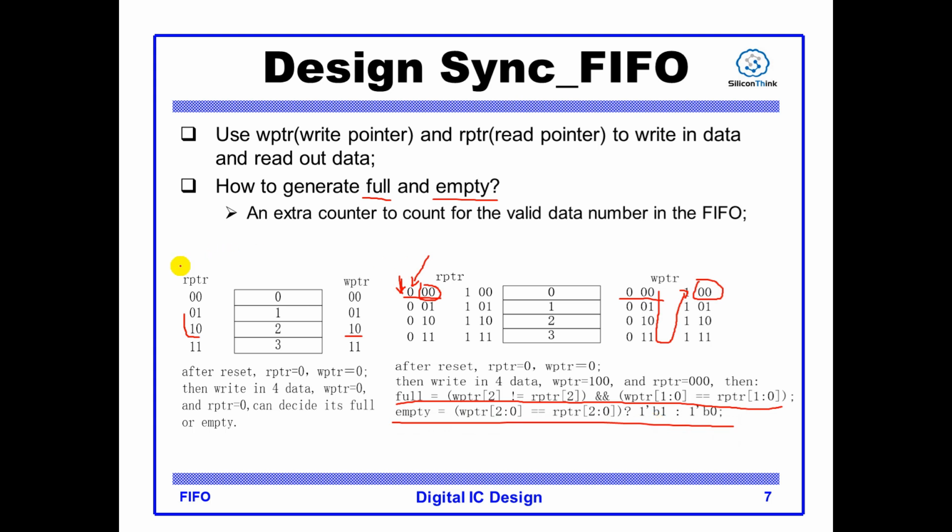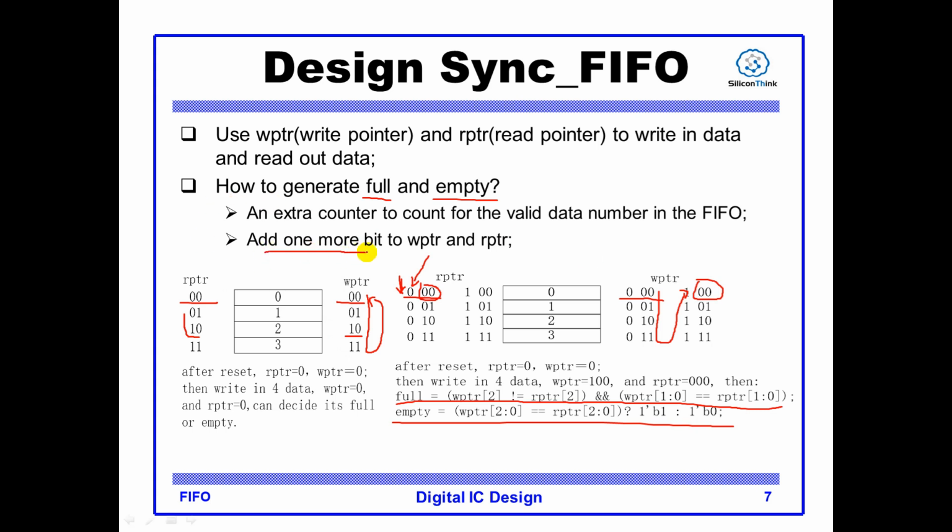But if you don't add an extra bit to the pointer, you can't get the empty or full status from the value of the pointers. For example, we reset the value to 0 and also write in 4 data. Then the write pointer will count from 0 to 3, then loop back to 0. You can't tell the full or empty status from the value of pointers. After reset, the pointers are the same and they are in empty status, but after we have written in 4 data, the pointers are also the same, but the FIFO is in full status.